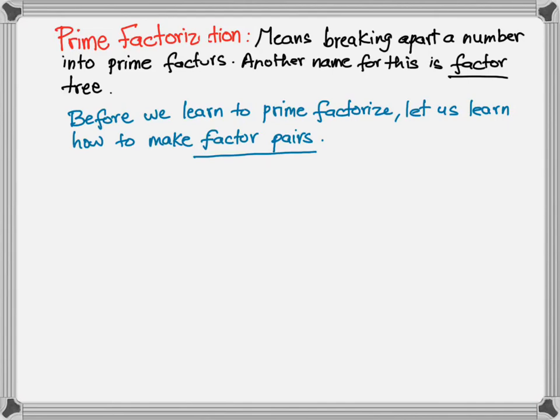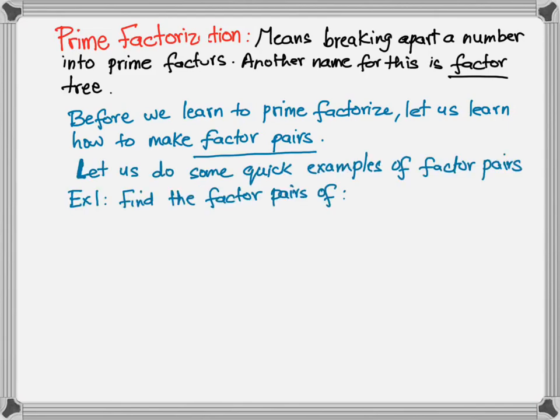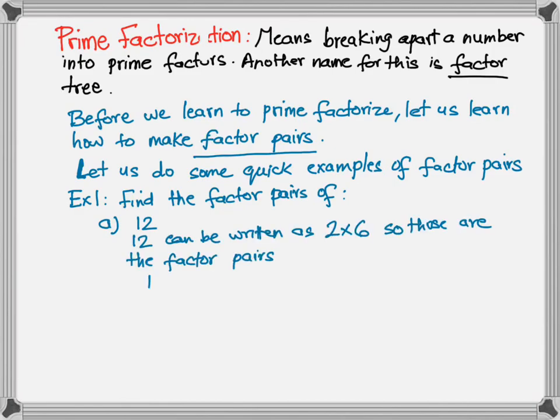Before we learn to prime factorize, let us learn how to make factor pairs. Let us do some quick examples of factor pairs. Example 1. Find the factor pairs of 12. So 12 can be written as 2 times 6, right? So those are the factor pairs, right? You can also say 12 is 4 times 3, so that could be another factor pair.